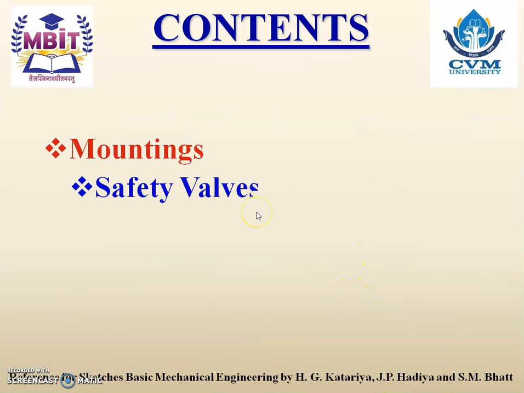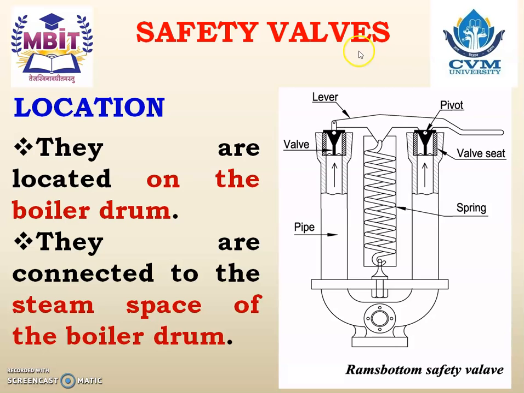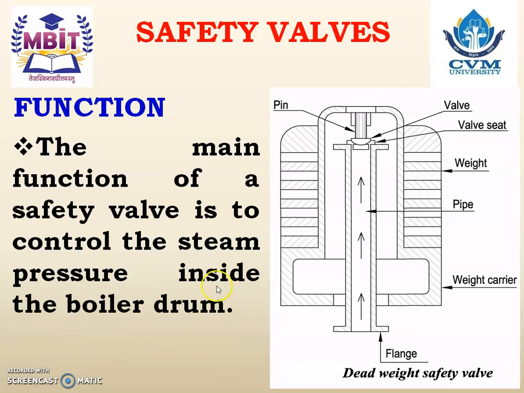In today's lecture, we are going to study the different types of safety valves. Safety valves. Location. Safety valves are located on the boiler drum, where they are connected to the steam space of the boiler drum.